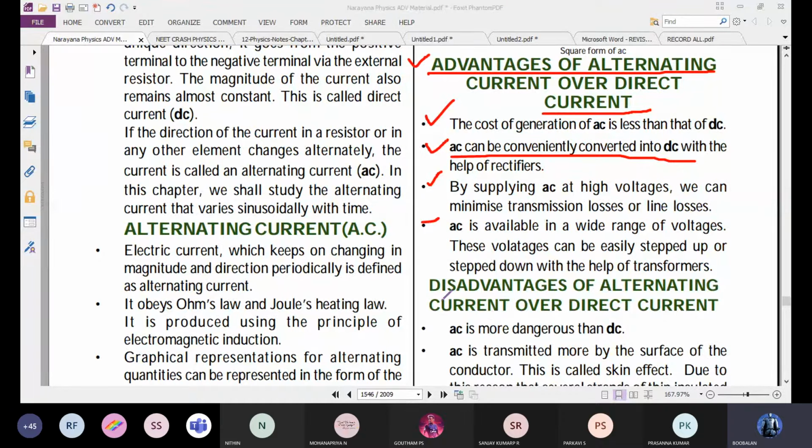Second one, the disadvantages of alternating current over direct current. So what are the disadvantages? The first disadvantage, AC is more dangerous than DC. So we cannot touch the main power source because it is very harmful.